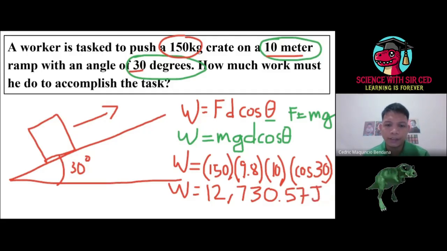How did we do that? Okay, you can also do the shortcut version. Okay, shortcut version, clear. Let's put cosine 30, equal sign. Cosine 30, you should get 0.860254038. Okay, let's multiply by 10, multiply it by 9.8, multiply it by 150. You should get the same value. Work is equivalent to 12,730.57 joules.